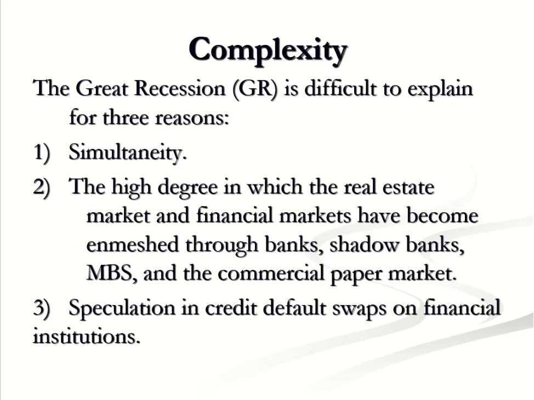Well, we can see during the Great Recession and preceding the Great Recession that the financial markets and the real estate markets became very much entangled. So you have banks, shadow banks, securitization, mortgage-backed securities, the commercial paper market, and the credit default swap market growing at tremendous rates at that time. And all of these factors play into the Great Recession.